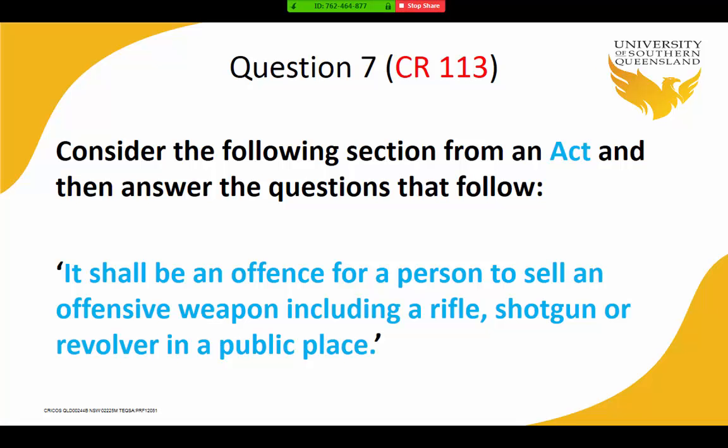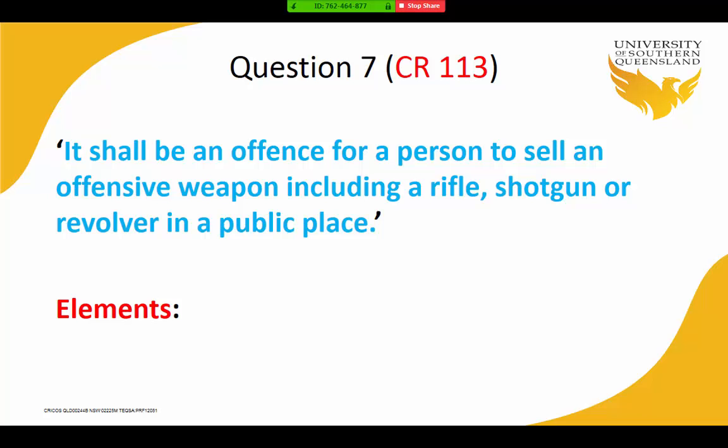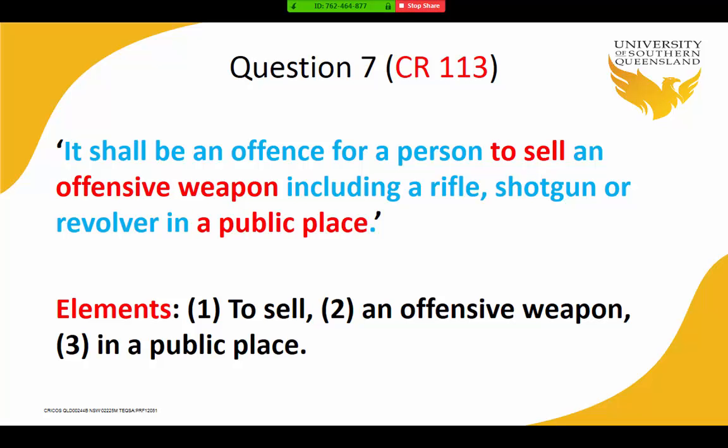Are we done? Or are there more elements? In a public place. So there are three things you have to prove: the selling of an offensive weapon in a public place. So you have to first put these elements. And what are we going to do now? Now that we found the elements, what do we search for? What are we trying to identify?